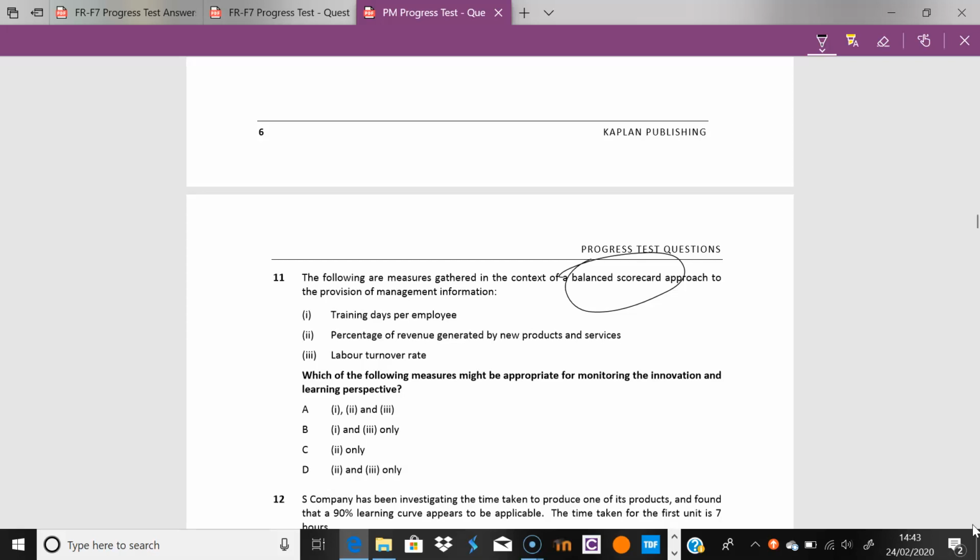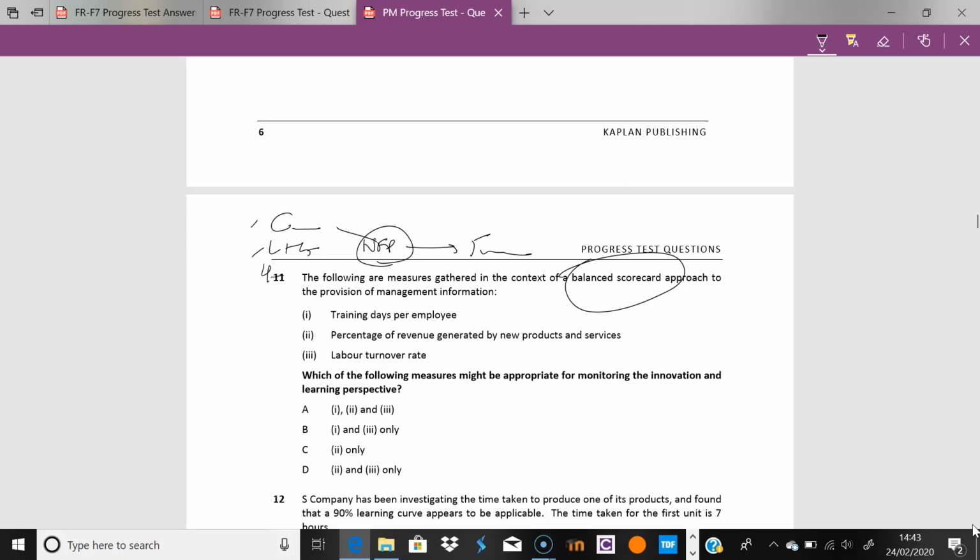And so this is a good model to remember, the balanced scorecard, where we're looking at non-financial performance indicators, so to speak, versus your financial. So the argument is the non-financial drive the financial. And with your non-financial, you have customer perspective, you have learning and growth as well, and you have internal processes. So this is focusing on learning and growth, and it's asking the question, what might be appropriate for monitoring innovation and learning amongst your staff.